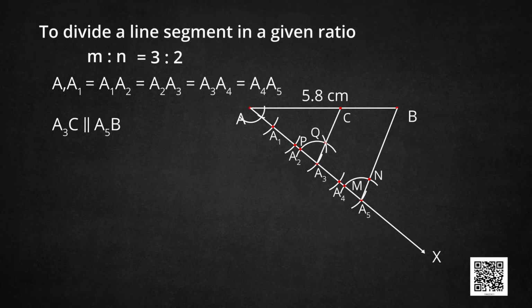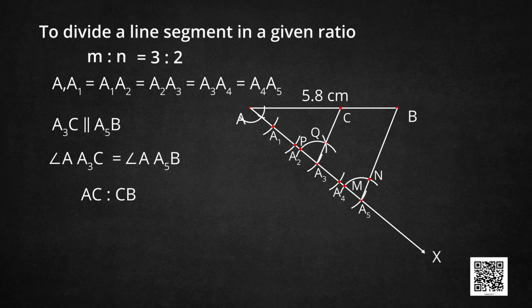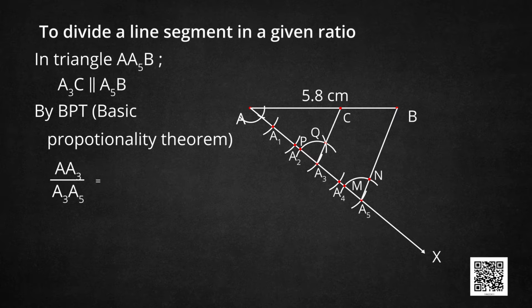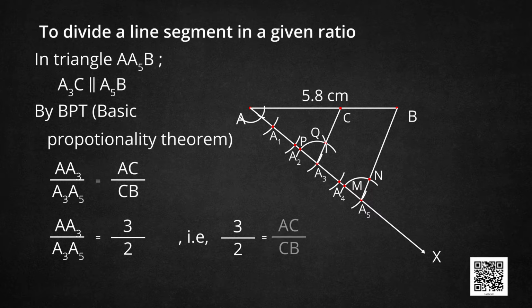And why is it so? Because we constructed angle AA3C equal to angle AA5B, which are corresponding angles for these line segments A3C and A5B. So children, point C is such that AC is to CB equal to 3:2. Let us reason out why is it so. Now in triangle AA5B, A3C is parallel to A5B. So by the basic proportionality theorem, AA3 upon A3A5 is equal to AC upon CB. That is, AA3 upon A3A5 is equal to 3 upon 2. That is, 3 upon 2 is equal to AC upon CB.